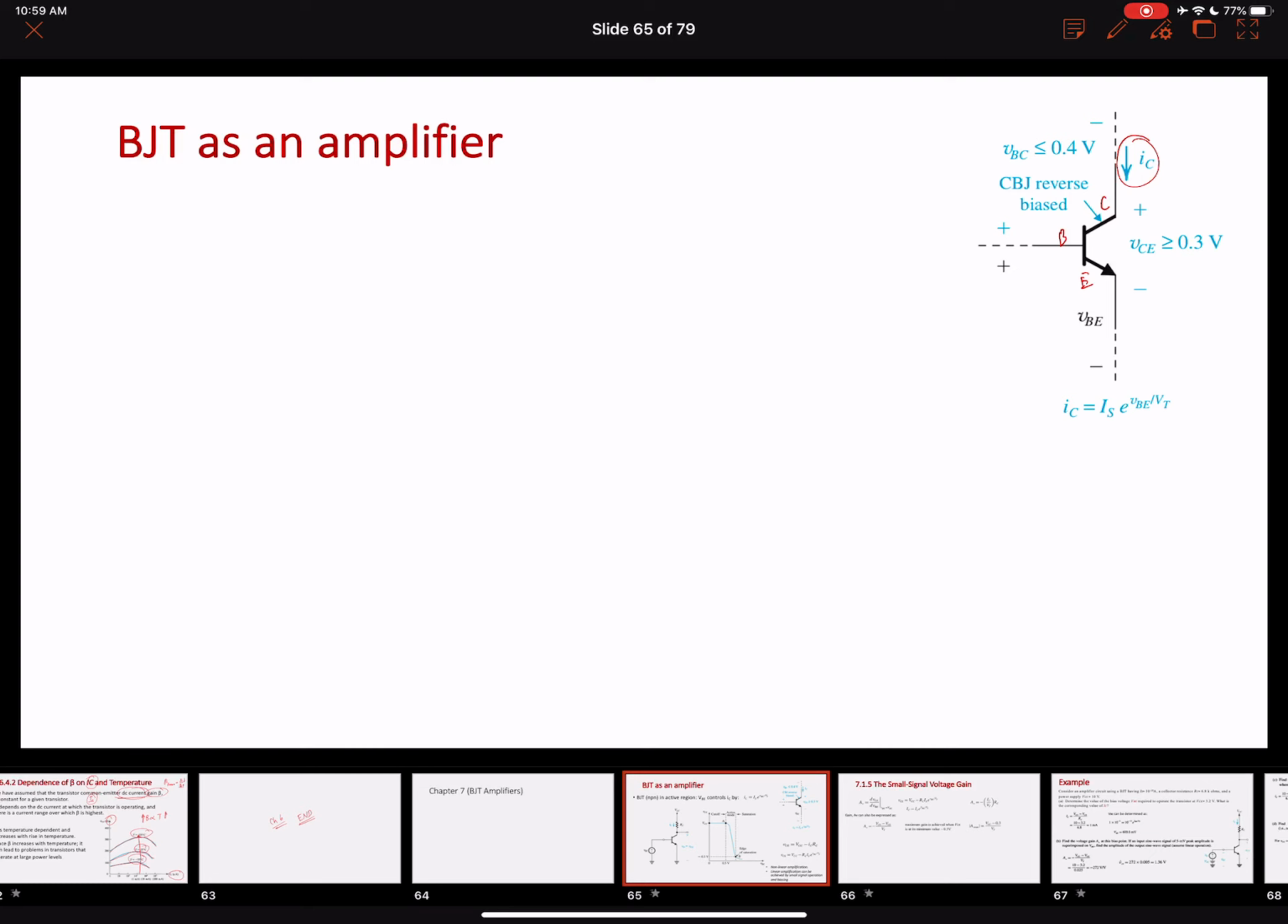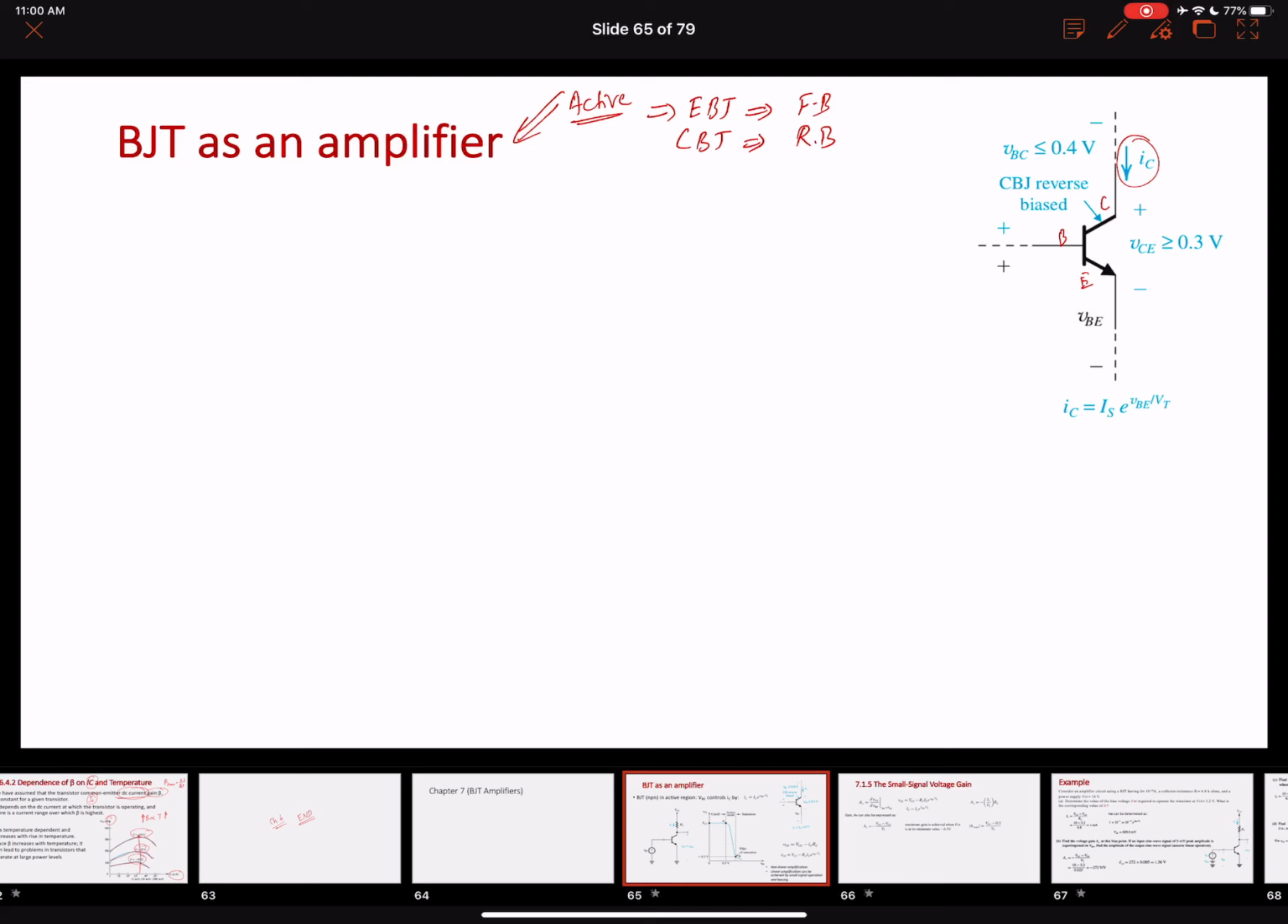In order to operate this transistor in the active region, the region that we use for using the BJT as an amplifier, we want to make sure that the emitter to base junction is forward biased and the collector to base junction is reverse biased. When the collector to base junction also becomes forward biased, the transistor enters into saturation. So we want to operate it in the active region.